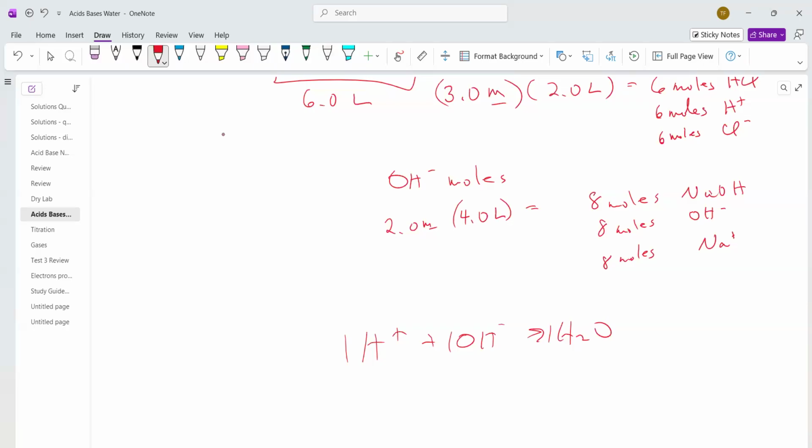Okay, so of the 8 moles of OH, 6 of it is going to be taken up by the 6 H's to make water. So if this is 6, this is 8, we're going to end up with 6 moles of water because we don't have enough H's to go around. So how many moles of OH is left over? 2.